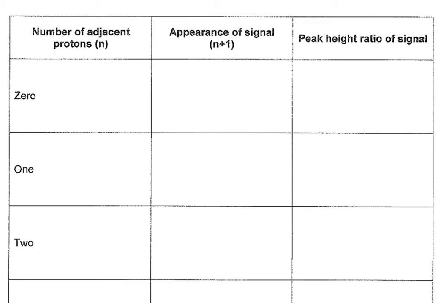So n is 0, so n+1 of course is 1, and the appearance of the signal is just one single peak, which is known as a singlet. Since there's just one single peak, there is no peak height ratio, so we will just have one single peak appearing in the spectrum.